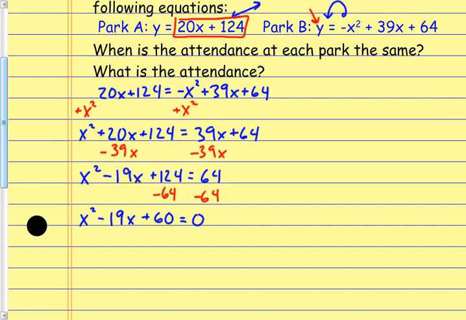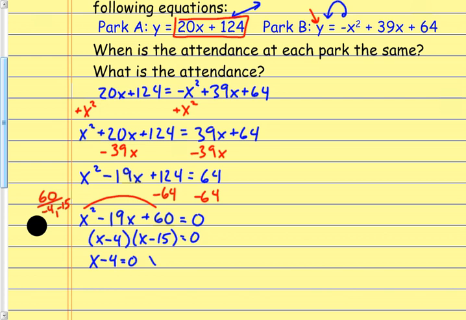I'm going to attempt to solve it by factoring first. I always want to try factoring first because that's the easiest. I build a bridge: two numbers that multiply together to give me a positive 60, but add together to give me a negative 19. It's going to be a negative 4 and a negative 15. So this factors into x minus 4 and x minus 15. And now I set each factor equal to 0. I do x minus 4 equals 0, and x minus 15 equals 0.